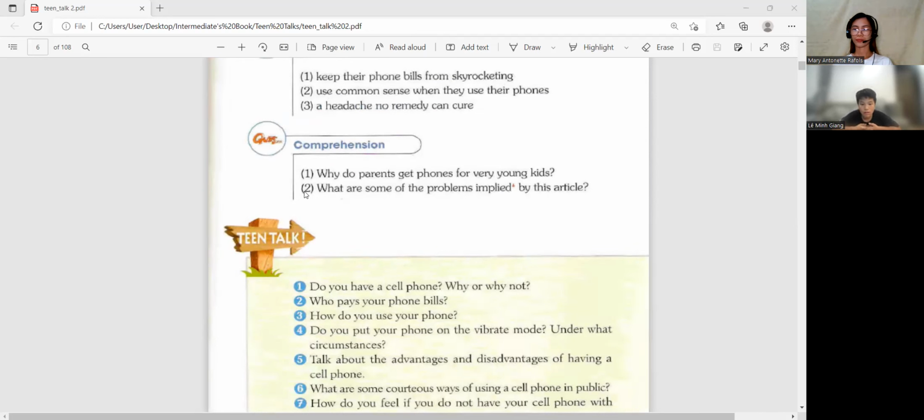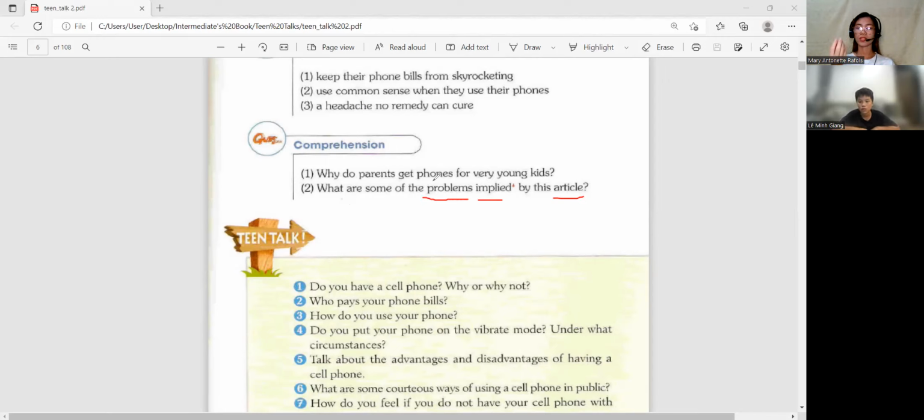Can you please read? What are some of the problems implied by this activity? Okay, can you please read this again? This one and this word. Problem. Okay, we read this one as problems. Problems. Okay, implied. Implied. Article. Yes, can you still remember what implied is? I don't know.